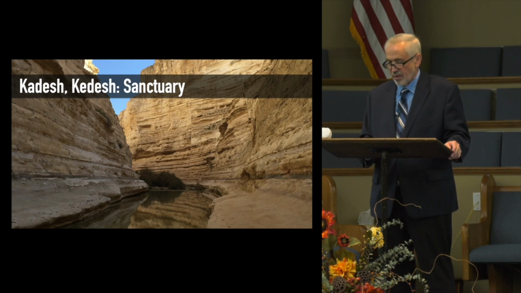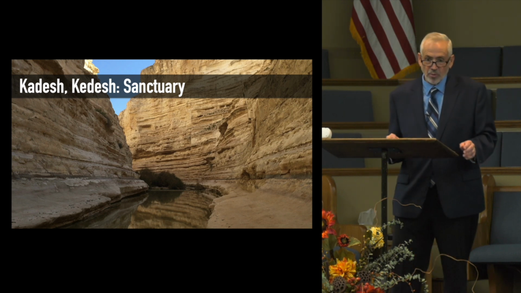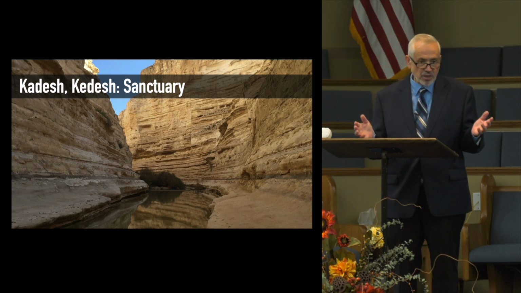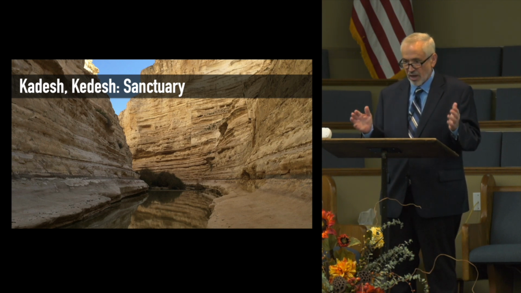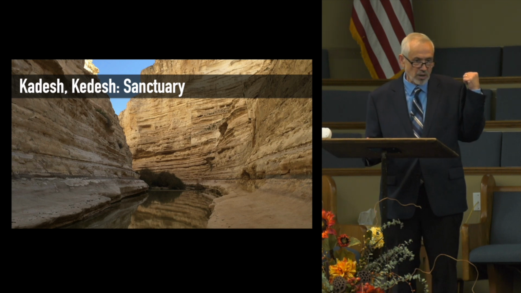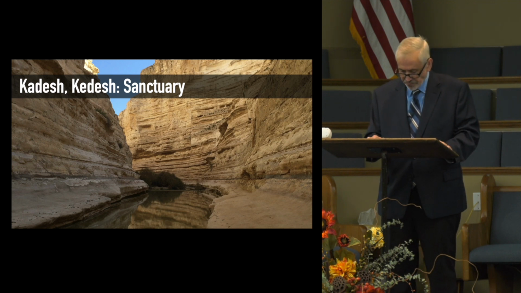I've been told there are maybe 18 possible places where it could have been. They didn't build a city there, so we don't know exactly which one of those spots, but it would have been a sanctuary. This is one of those possible spots. Running water there in the desert would have been a sanctuary.